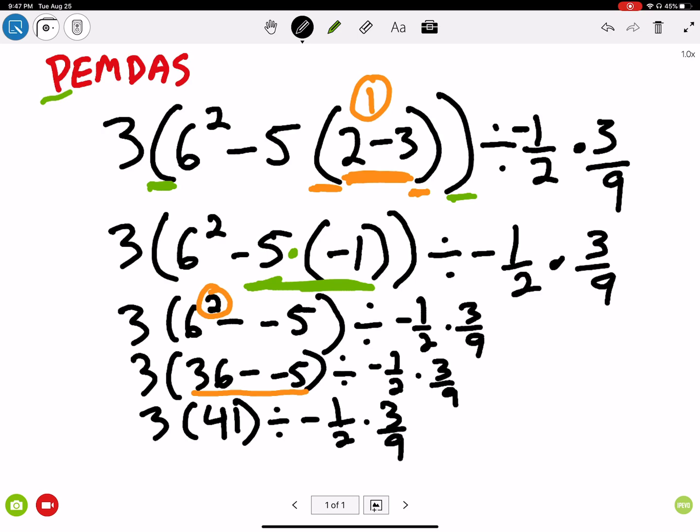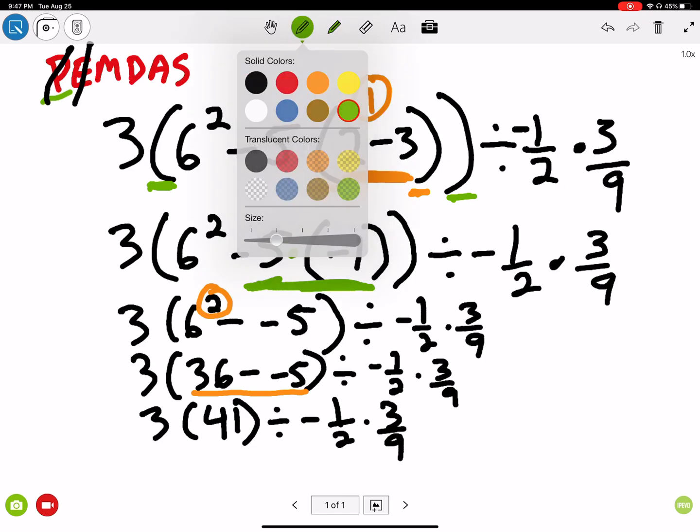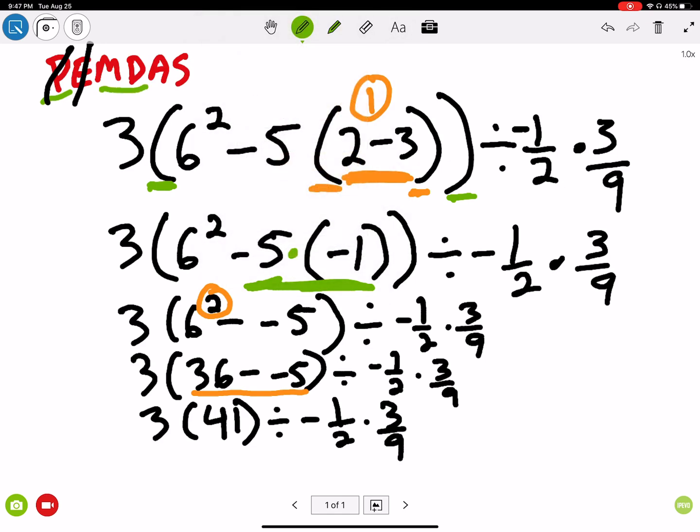Okay. Again, do we have parentheses? Technically, yes, but there's nothing to do inside of parentheses, so we're done with parentheses. Do we have any exponents left? No. We're done with exponents. Now we're left with multiplication, division, if there is any addition and or subtraction. Okay, but we're going to start with multiplication, division. Well, there's multiplication.